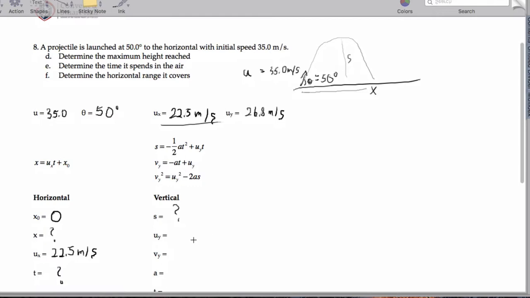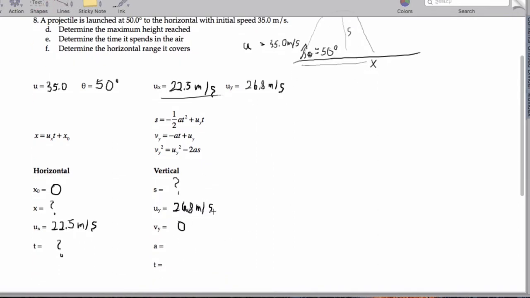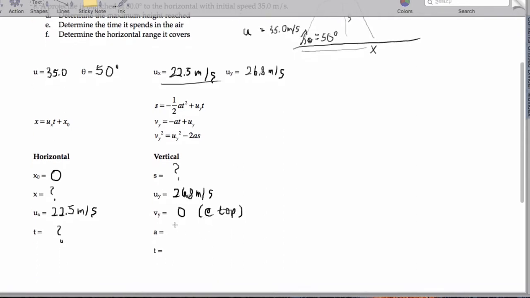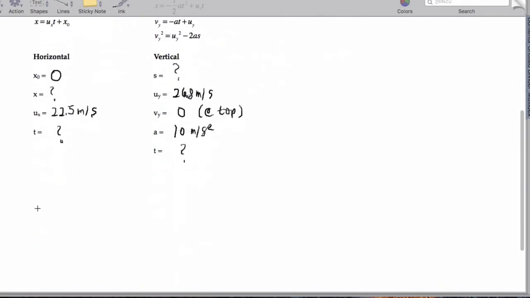Uy is the vertical speed, and so we're going to end up getting here 26.8 meters per second, uy, because that's what we got from the vector component. Now vy, that's the v at the top, and that equals 0. And we're going to be using that for our calculation. And then a, the acceleration, that's going to be 10 meters per second squared because that's gravity, and the time is unknown.